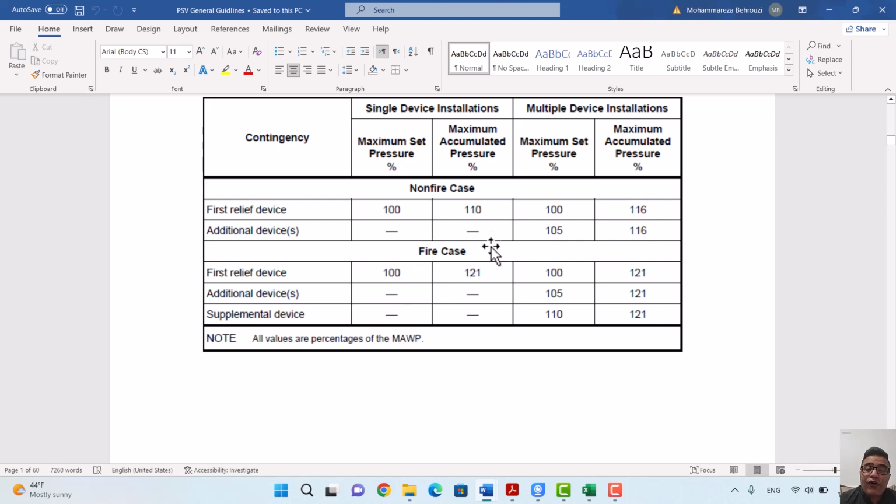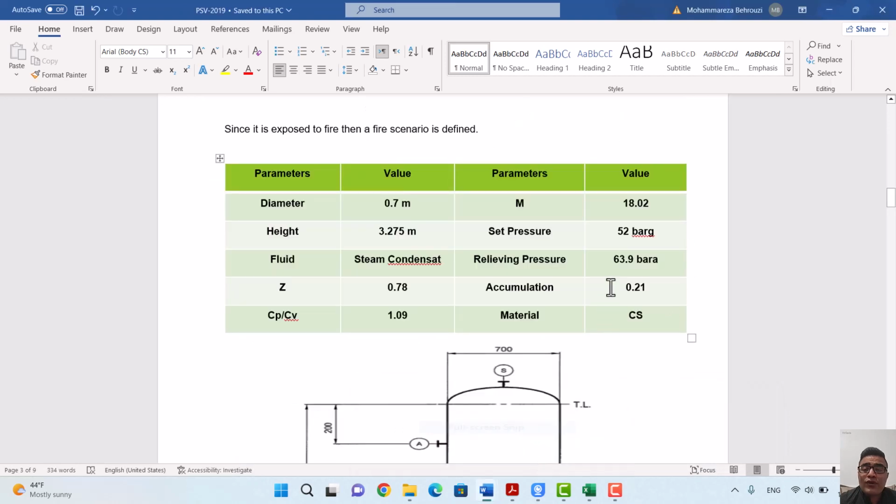But if you have a fire case like our case, with one relief device, the maximum accumulation percentage is 21%, or 1.21, as you can see here. So the reason why 0.21 has been selected here is based on those tables. And of course, I'm going to show you why relieving pressure is calculated in this way.